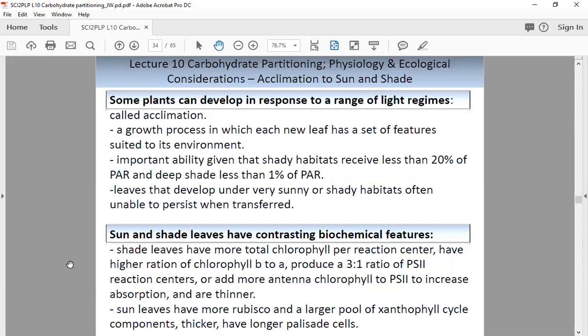And this is probably because far red light, which is light at the extreme red end of the visible spectrum, between about 710 and 850 nanometers, is more greatly absorbed by photosystem 1 than photosystem 2. Far red light is actually more abundant in shady habitats than sunny ones. Sun leaves also tend to have more rubisco, and they have a larger pool of these protective molecules called xanthophylls. They're also thicker, and they have longer palisade cells.